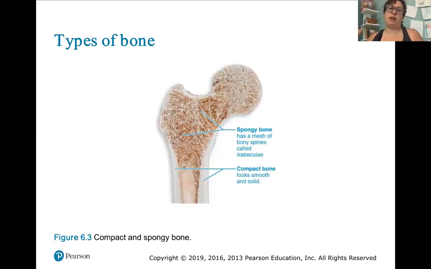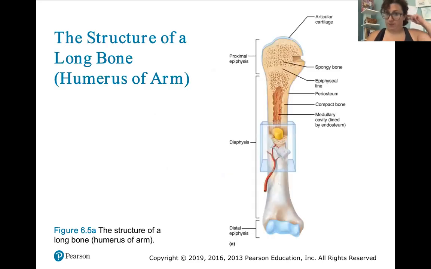Now, if we took a bone and did a cross section, this is what we would see. On the outside, we have compact bone that looks smooth and solid. It literally just looks like white glistening cement. Then we also have the spongy bone, which is in the center and at the ends of the long bones. The spongy bone itself makes little things called trabeculae, and we'll hear that a few times.